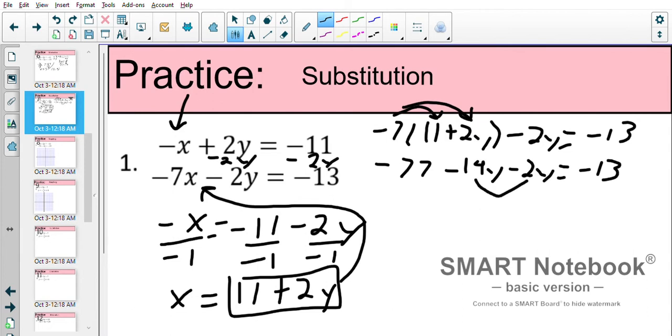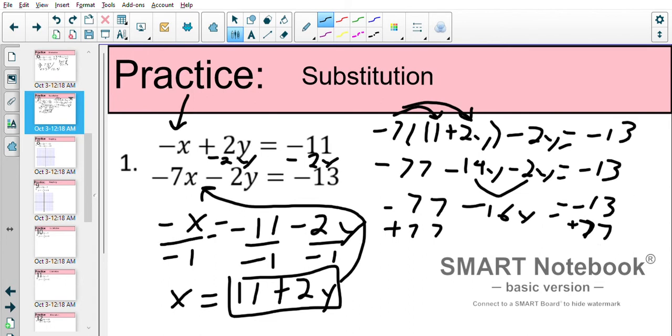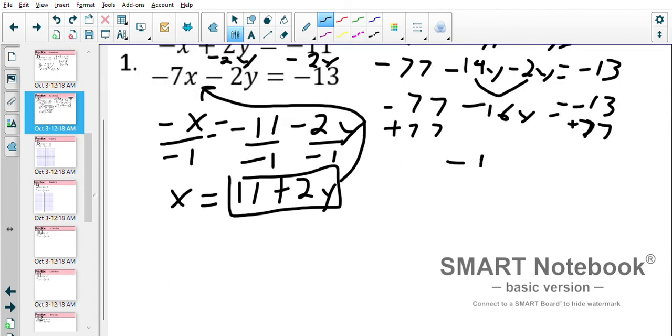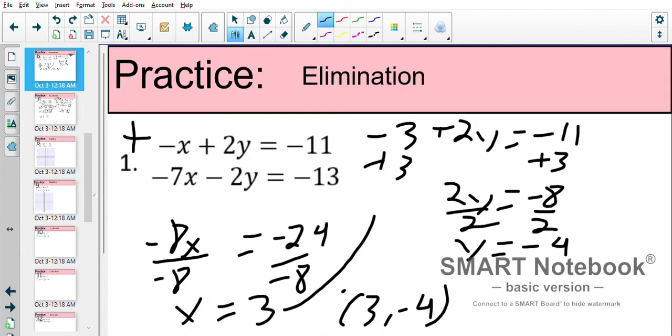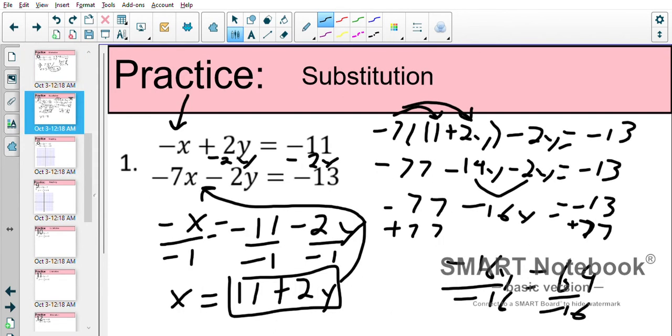Combine together these like terms here, we end up with negative 16y, negative 77 still there, and the negative 13 on this side. Add 77 to both sides to get those like terms together. We end up with negative 16y on this side, and over here we end up with positive 64. Divide by that negative 16, and we end up with y equals negative 4. And we saw that's the answer from the last one. So I'm going to stop here. If we were to plug that back in, we'd end up with the same answer. But I just wanted to show you that substitution will work as well.